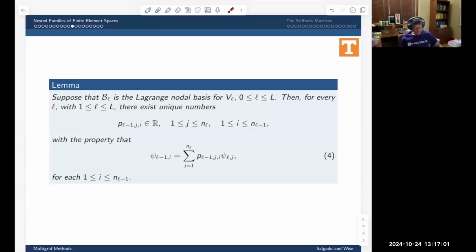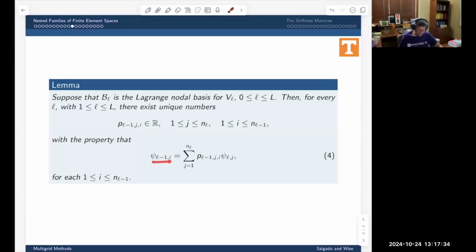Suppose that B_L is the Lagrange nodal basis for V_L. Then for every L, there exist unique numbers, which I'm going to call p_{L-1}^{j,i}, where j is between 1 and N_L, and i is between 1 and N_{L-1}, with the following property. So there's a collection of numbers that satisfies this.